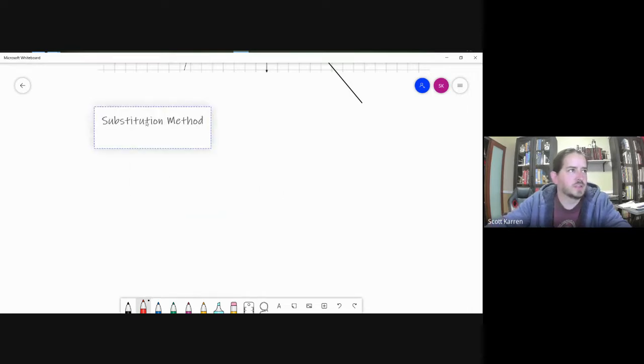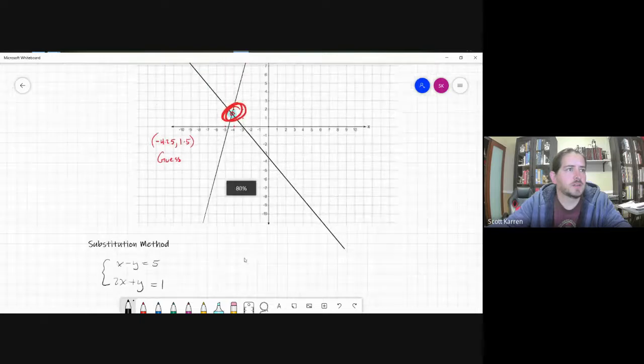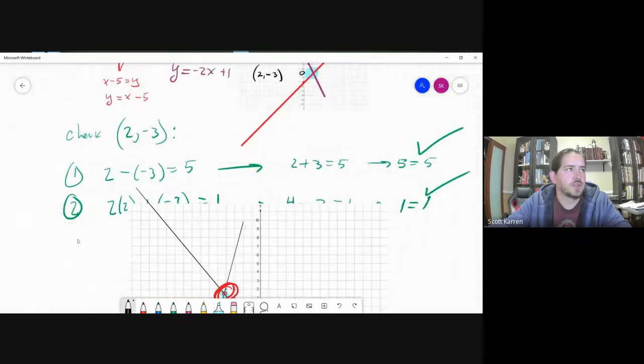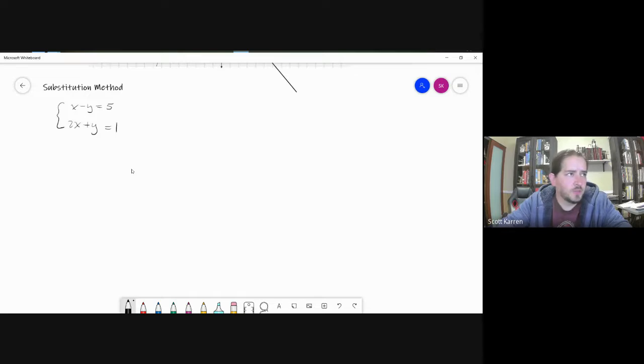And the substitution method is great for problems that look like this. All right, we have a system. Let's say that we have, in fact, let's use that same one. It's x minus y equals 5 and 2x plus y equals 1. We already know the answer. The answer is 2, -3, right? So we should end up with this, but the nice part about substitution is you don't rely on any visual and hoping that you land on those intersections.